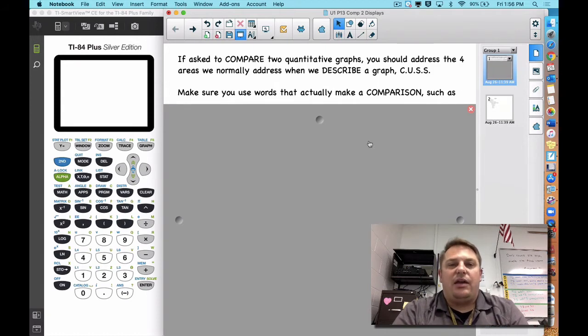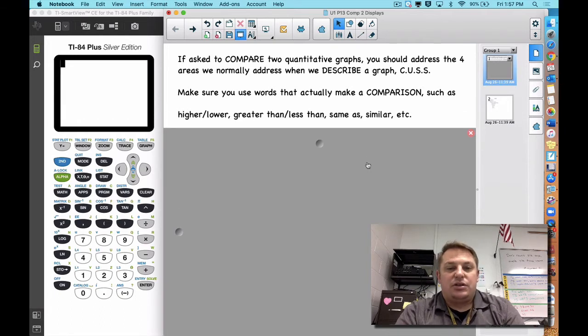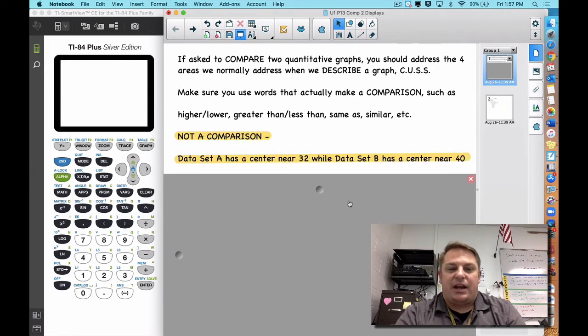The big key, and the place where they always warn that people miss points or lose credit on the AP exam, is to make sure you use words that actually make a comparison. So you should be talking about things like higher than, lower than, greater than, less than. You can also say things are the same as or similar to, but we want to avoid just stating a bunch of facts. So for example, this is not a comparison.